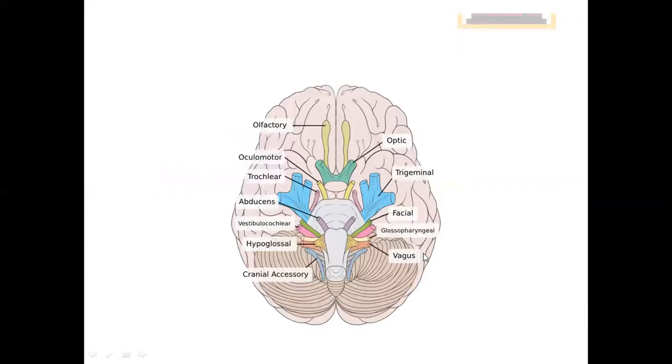Now you can see this is the base of the brain. In the base of the brain we have all the different cranial nerves. Now see, this is the olfactory, which is first, then optic is number 2, the second cranial nerve, this is oculomotor. Adjacent to that we have trochlear. Fifth we have already done, that is the trigeminal nerve, and the sixth one is abducens.